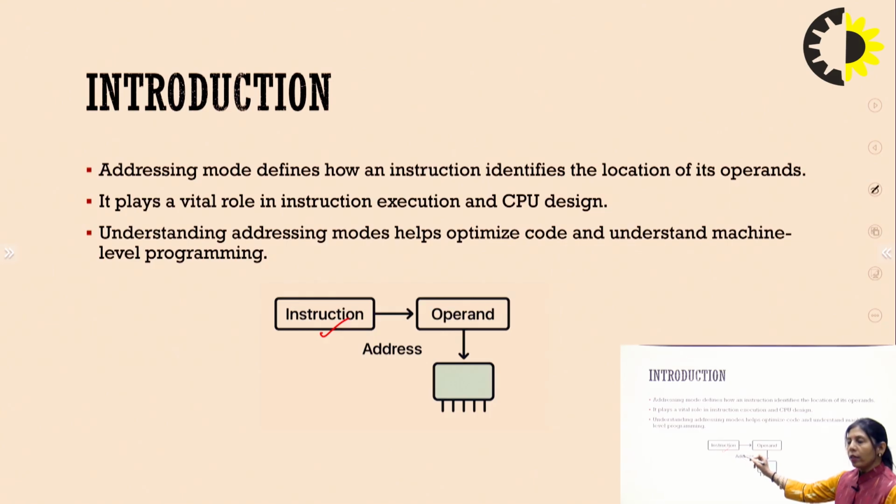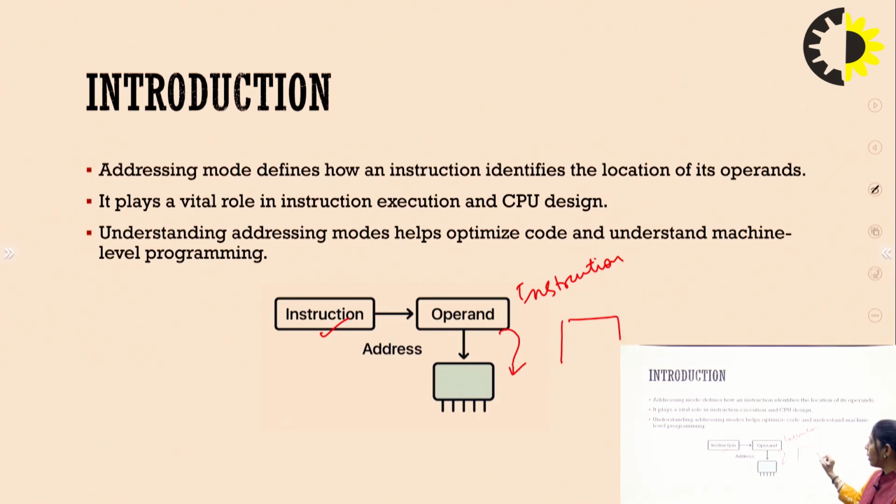As we can see here, there is the instruction. This instruction consists of the operand, and this operand can either be present directly in the instruction, or it can be in a separate part, whether in the memory or in any of the registers, and that particular address will be given in the instruction format, depending on what type of instruction format we are considering.